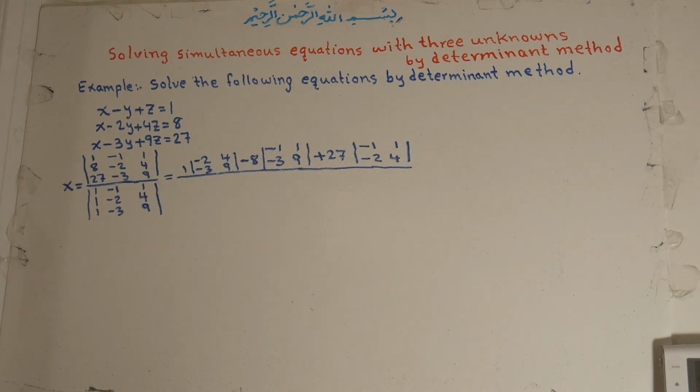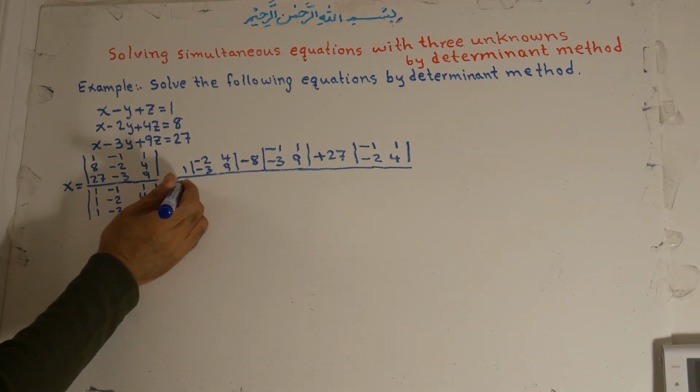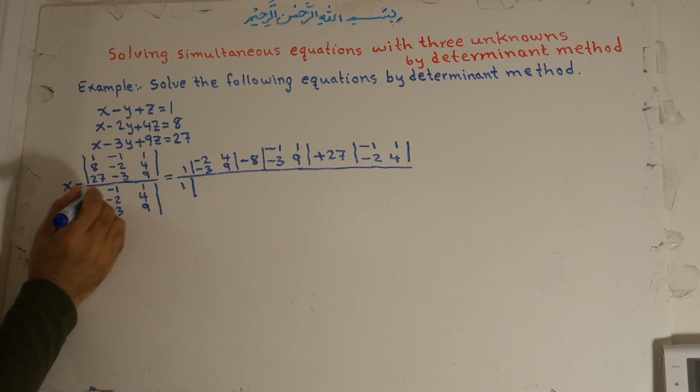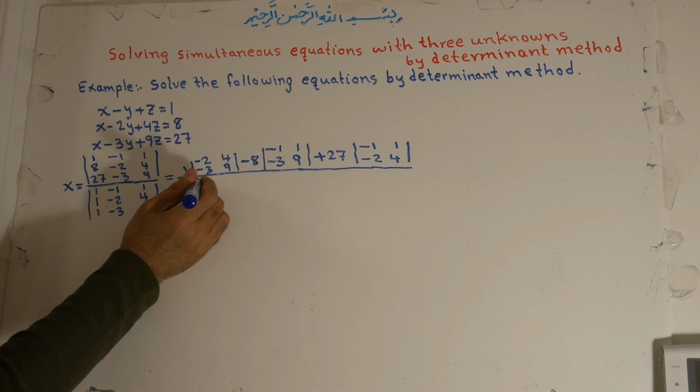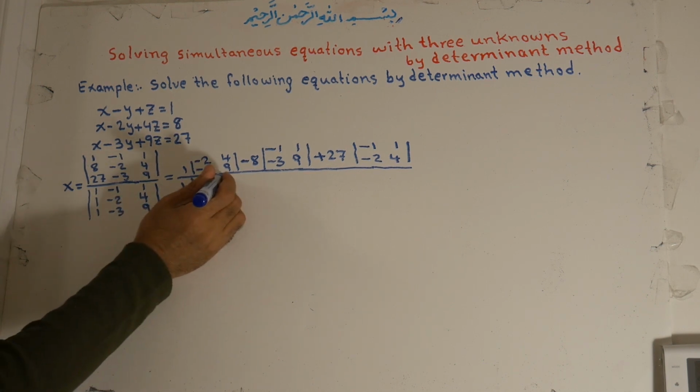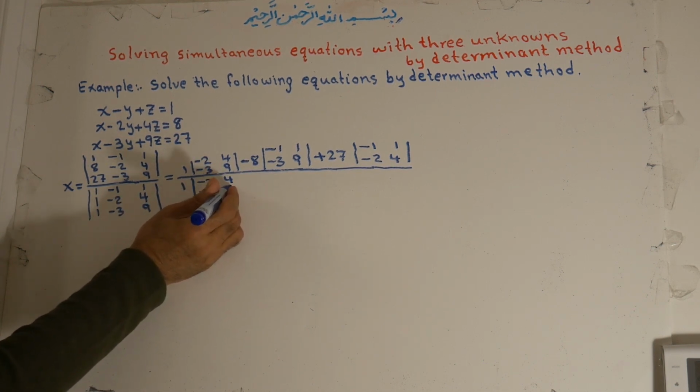And for the denominator, we take 1 and cross out like this. What remains is minus 2, minus 3, 4, and 9.